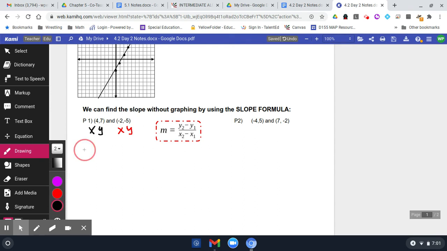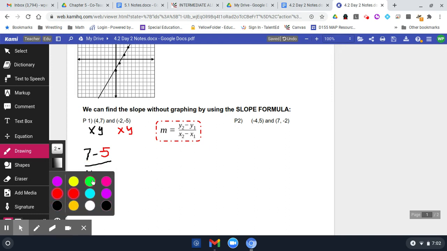So I'm going to do my y first. So 7 minus, and then I'm going to use my other y, -5. And that's all over. And then since I used this 7 first, I have to use this 4 first. 4 minus -2. Now, obviously, it's more work to switch colors and stuff, guys. But you'll see that the -5 and the -2 are above each other and below each other, and the 4 and the 7 are above and below each other. All right, so that's how you find slope.